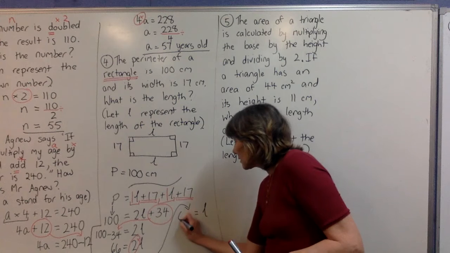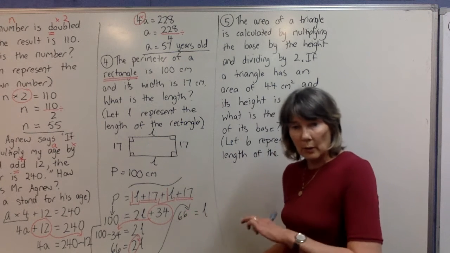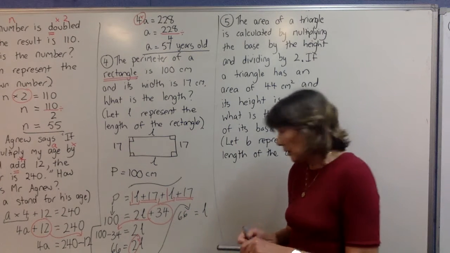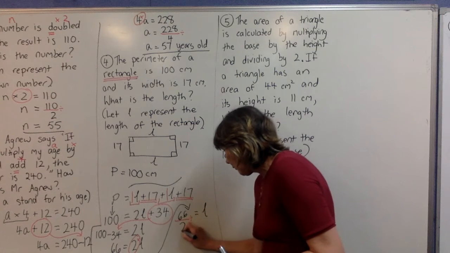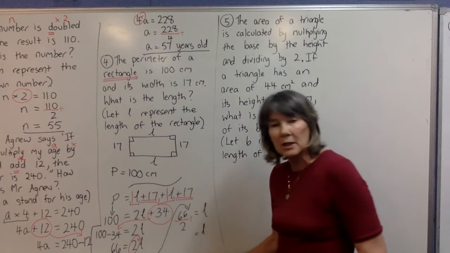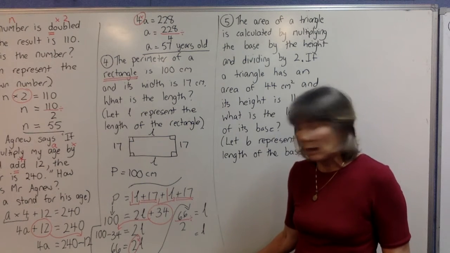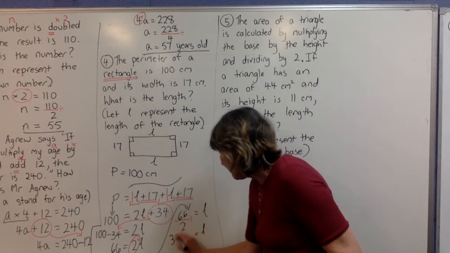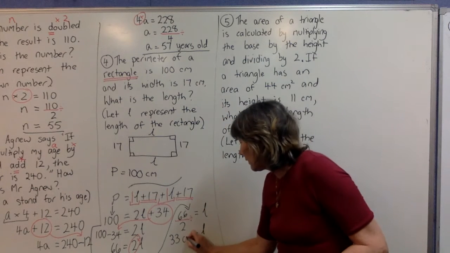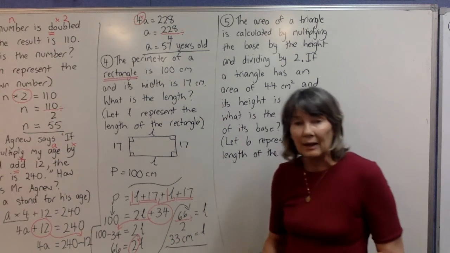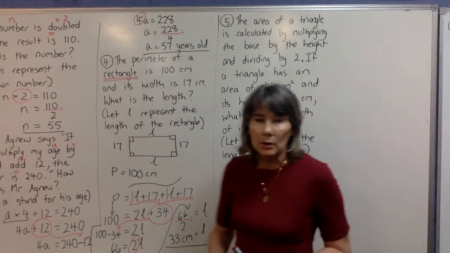So the 66 is already here on the left. We're bringing over the times 2 and doing the opposite, which is divide by 2. And if you put that in your calculator, 66 over 2 in your fraction key gives you 33. And we want the units on the end, so we want centimetres on the end of that answer because it is a length. All right, let's look at number 5.